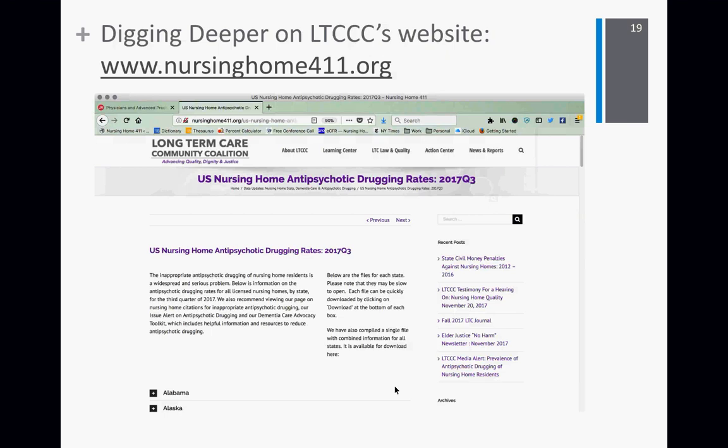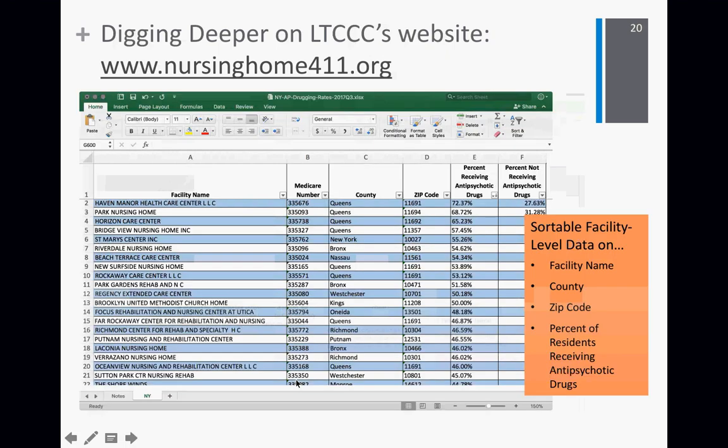Then, this gets back to the data provided directly by CMS. This is our latest data, for 2017 Q3, that's the last full quarter of 2017 as of now. We provide an explanation, as you can see here, of what these data are. And then, as you can see, for every single state, I just included in the picture I took of the website here Alabama and Alaska, but it goes down, so you can click on any one of these tabs and view or download the data for your state. And I'll show you what we did.